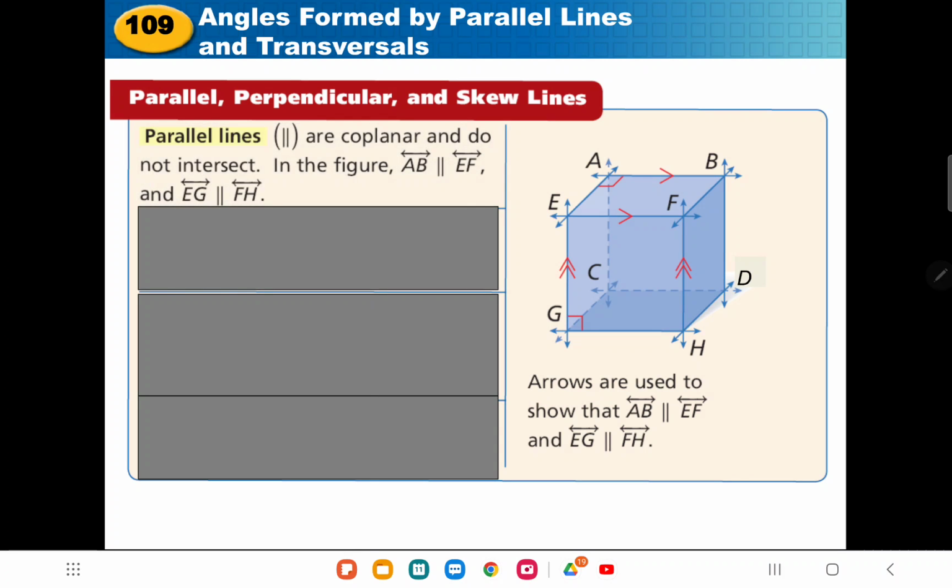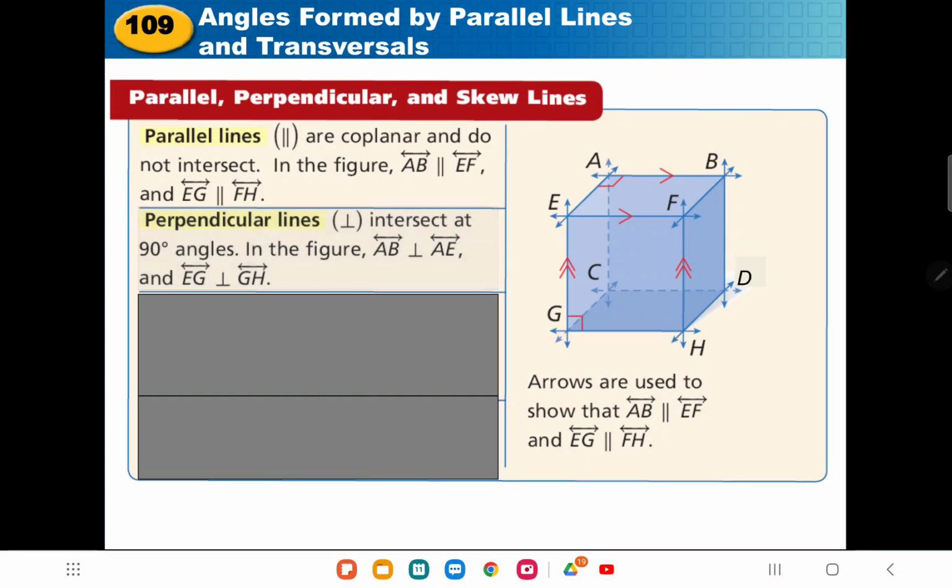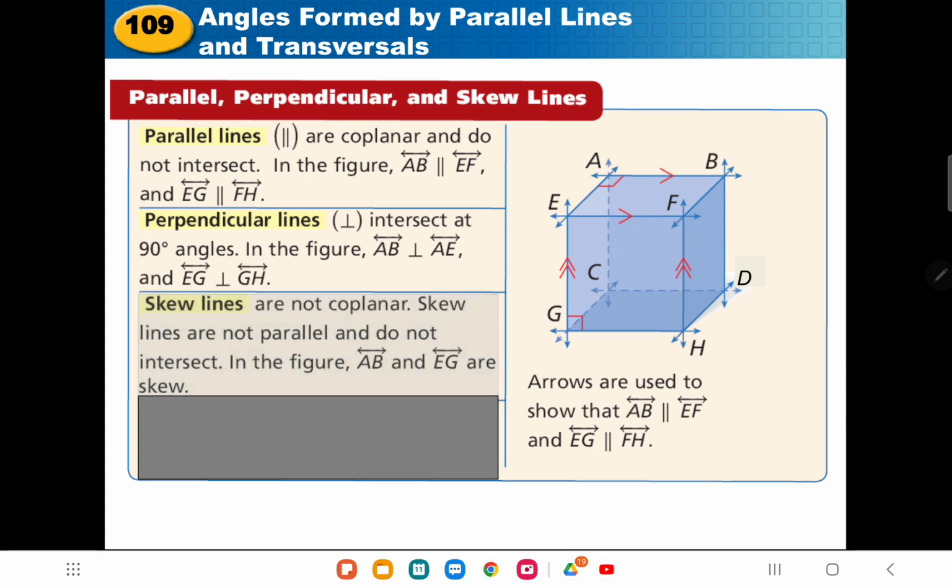Parallel lines are coplanar and do not intersect. Perpendicular lines intersect at 90-degree angles. So as we see in the figure, line AB is perpendicular to line AE, and line EG is perpendicular to line GH. Skew lines are not coplanar.